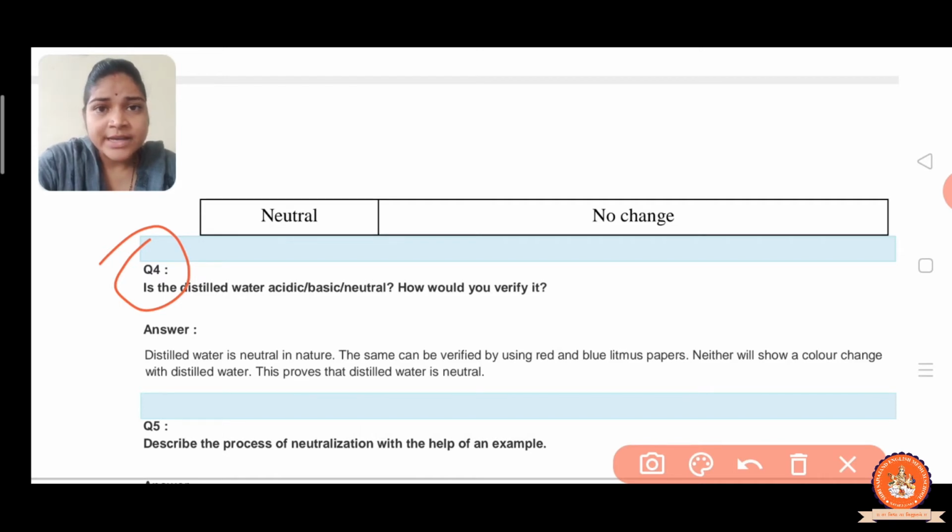So if we test with the blue litmus paper or red litmus paper, there is no change in the paper. So that's why we can say that distilled water is neutral in nature. Got my point? So the answer is given.